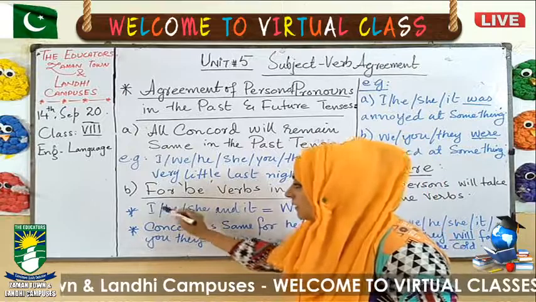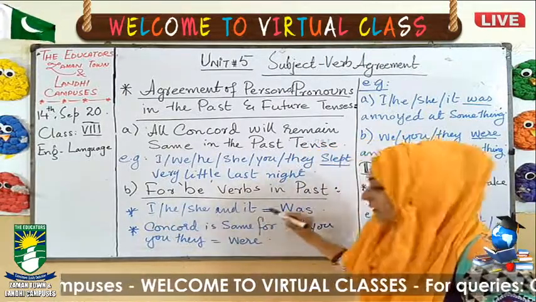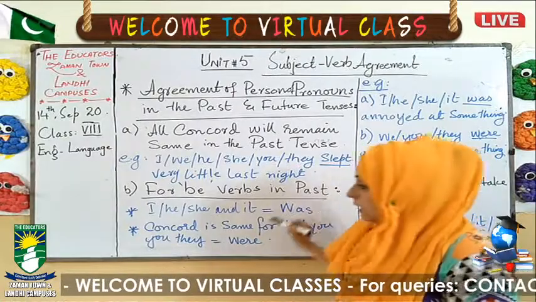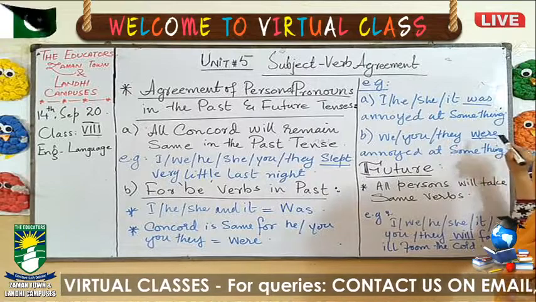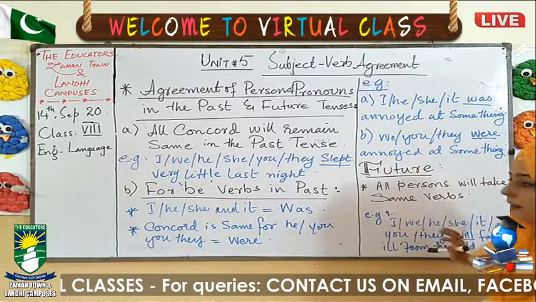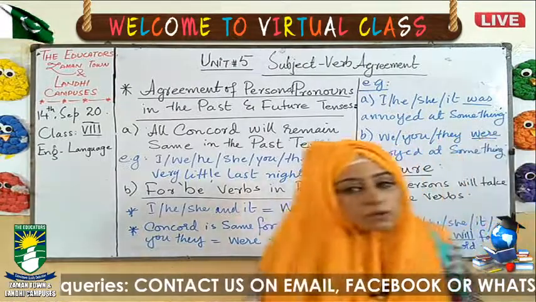Like the subject is I, he, she and it. If we have these subjects, then we will go with was. If we have the subject we, you, they, then we will go with were. Clear now? Now come up to our next tense. This one is the future simple tense.